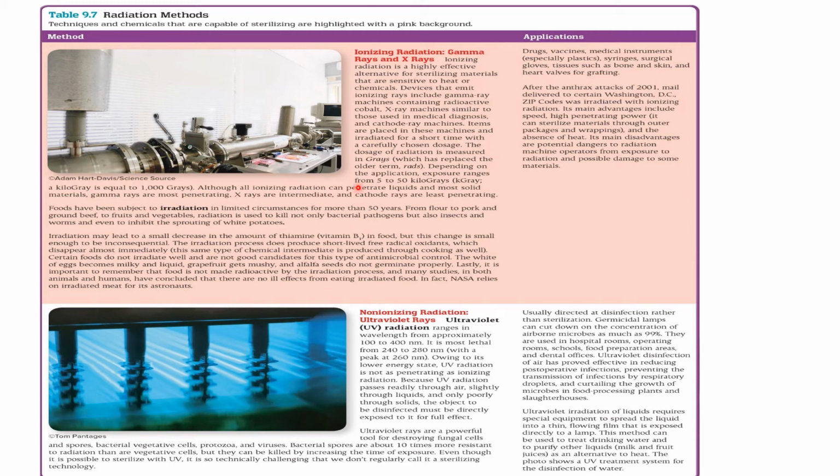UV rays, by the way, are considered non-ionizing radiation. Ionizing radiation would be the gamma rays and the X-rays. Now, the gamma rays and X-rays, they usually use them for a sterilization process, because these ionizing radiation rays are pretty strong, so the object will become sterile.